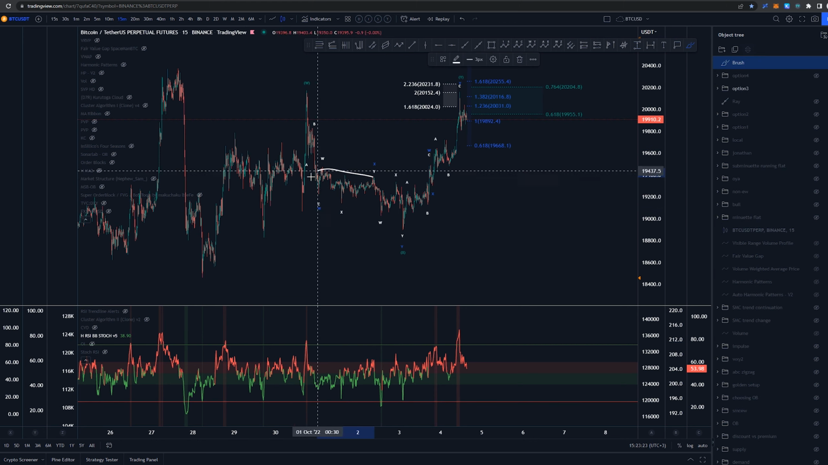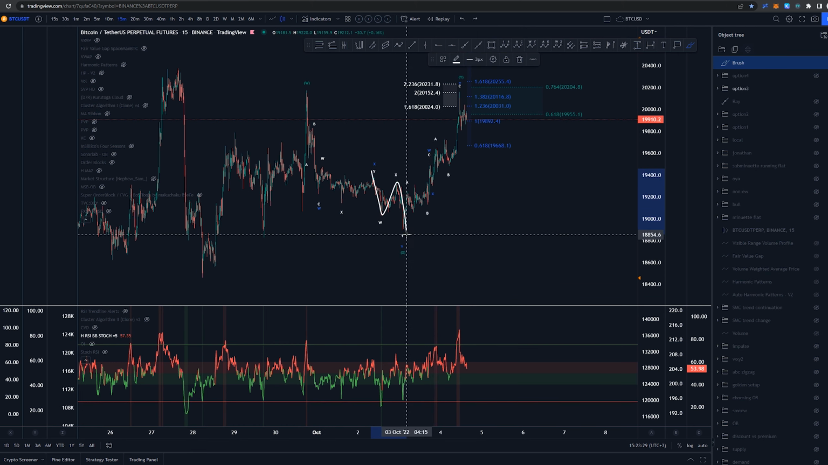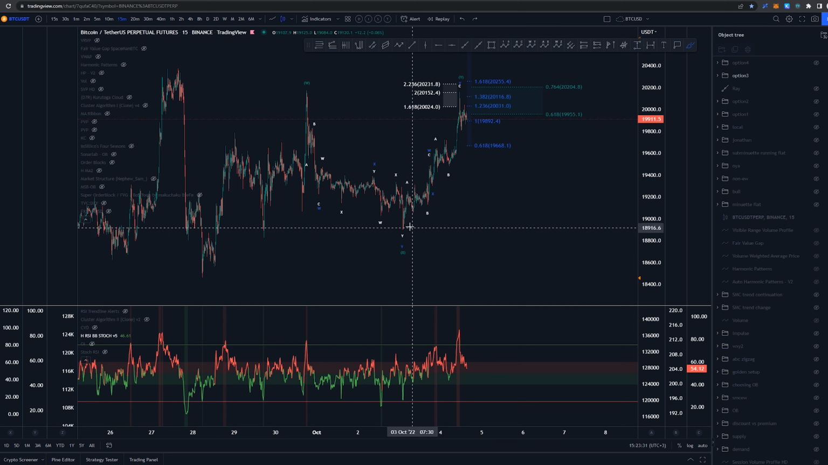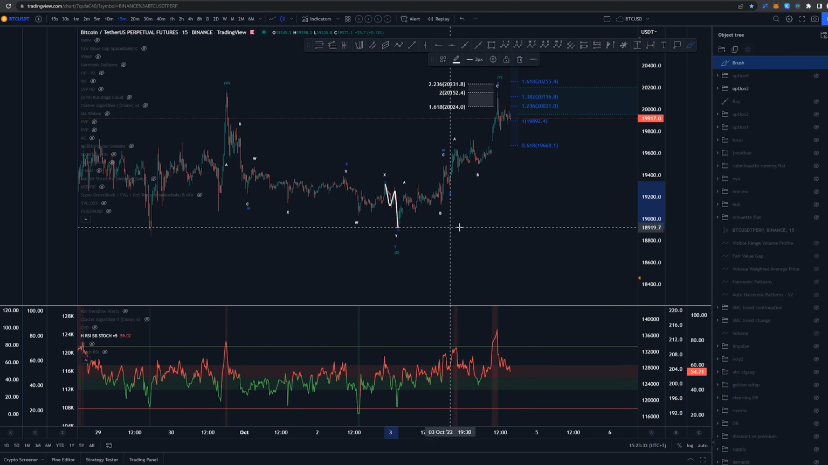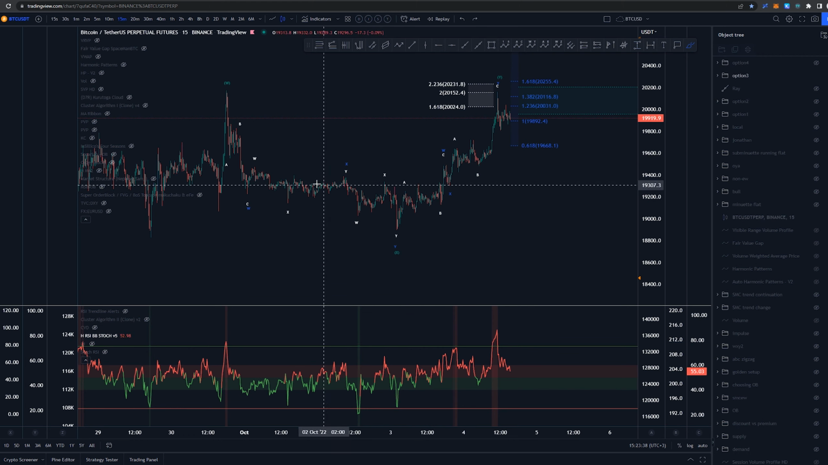There are just not very good structures here at all, so I feel like this is what we have to deal with. And then we would have this as a WXY here as well, because this last leg is more like a three-wave structure. Well, all of these are basically three-wave structures, so it fits the WXY there pretty well.